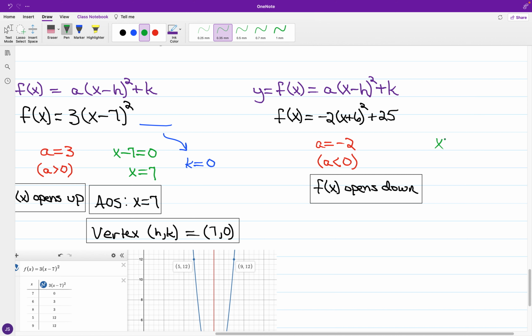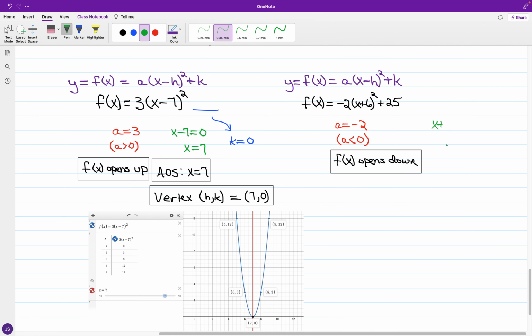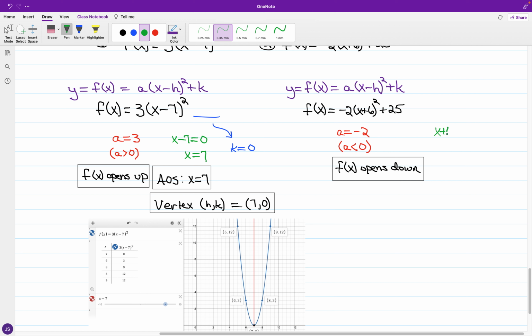Okay, so you have x minus h, represented by x plus 6. Setting x plus 6 equal to 0, the h value is going to be at x equal to negative 6. So with the axis of symmetry, x equals h, or x is equal to -6.